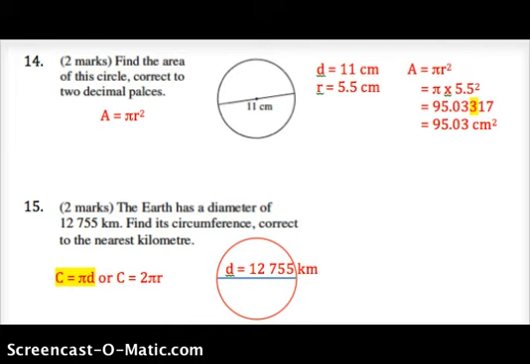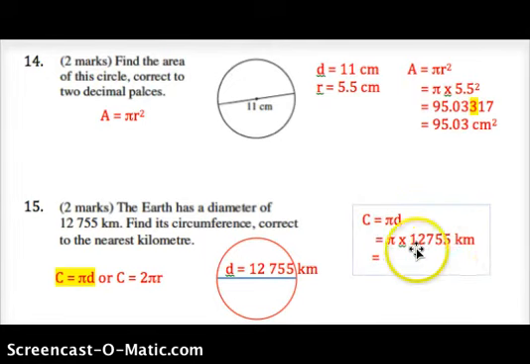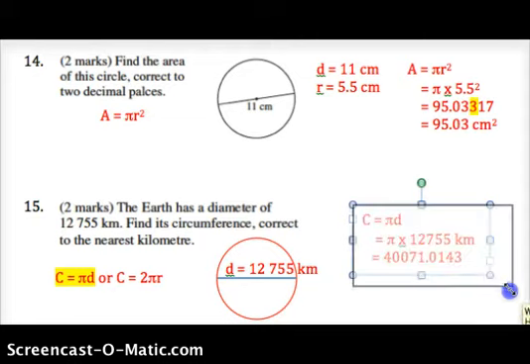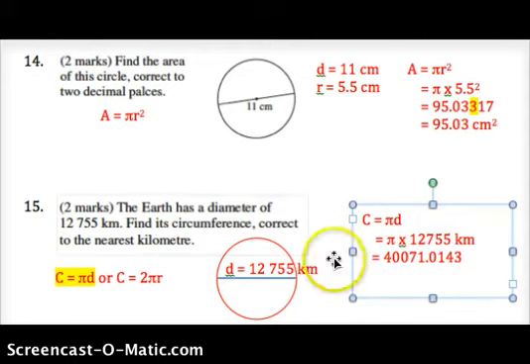So in our working over here, I start and I write out the formula, circumference equals pi d, and that means circumference is pi times d. So I write circumference equals pi d on the next line equals pi times whatever d is. Now we know that d is 12,755 kilometres. So I go to my calculator and I do pi times 12,755, and my answer is 40,071.0143. So I have to round that off, but it says round to the nearest kilometre.